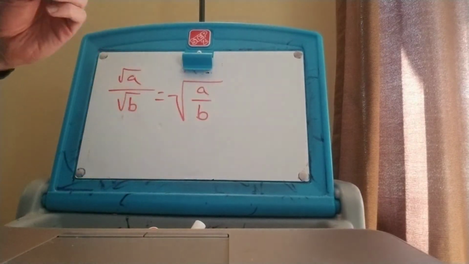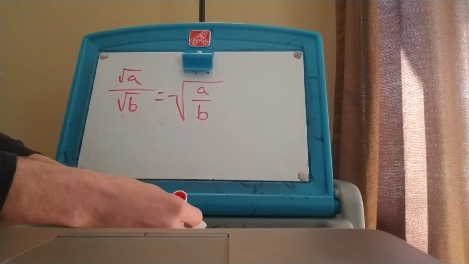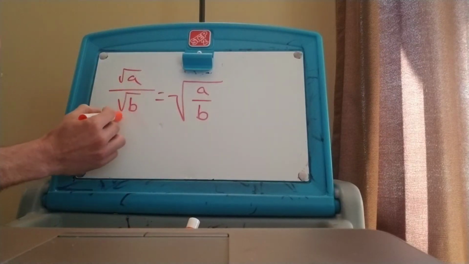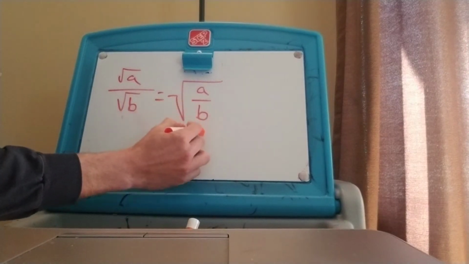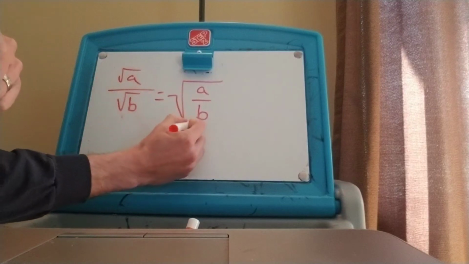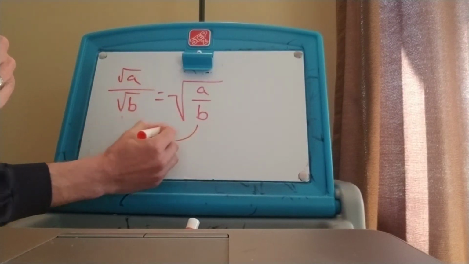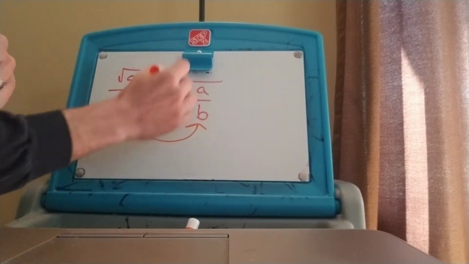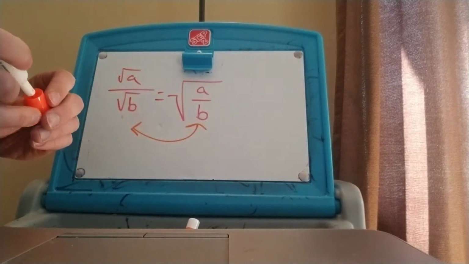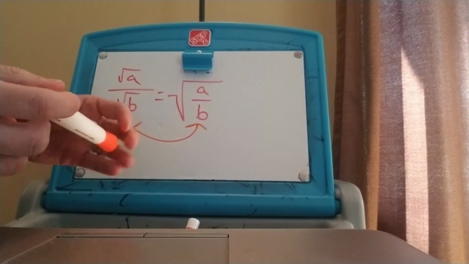So that's going to be helpful, because a lot of the problems you're going to see, you're going to start here and it might help to go this way, or maybe it's going to start here and it might help to go this way. So it's important to know that these are equal to each other, so I can go in both directions when I'm simplifying radicals, dividing and simplifying radicals.